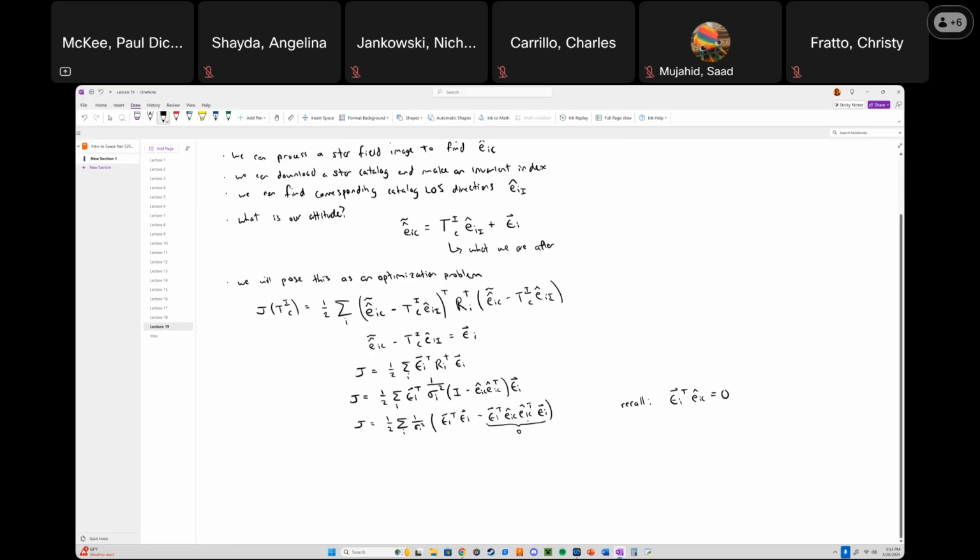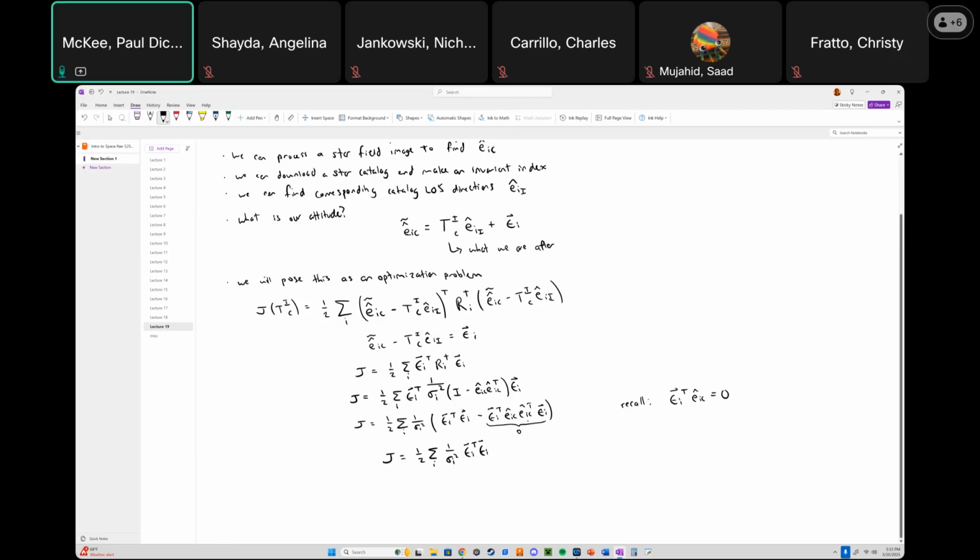So this is about to get a little friendlier to work with. Our cost function, which we're trying to minimize, is now 1/2 sum over all points, 1 over sigma_I squared, where again that's our bearing error, how much we don't trust these measurements, and then epsilon_I transpose epsilon_I. But now we can unpack this epsilon_I business.